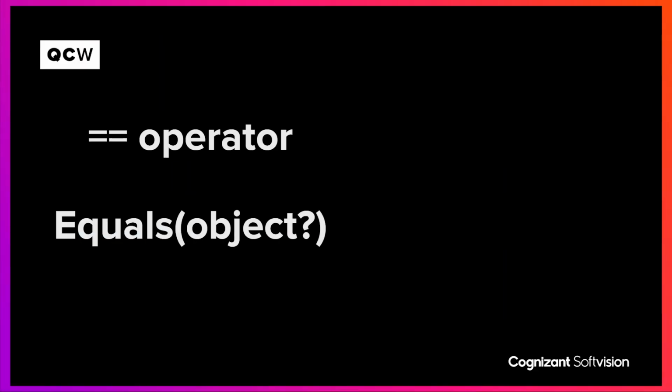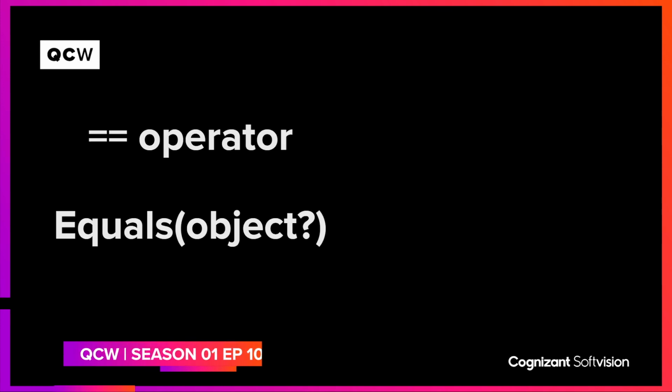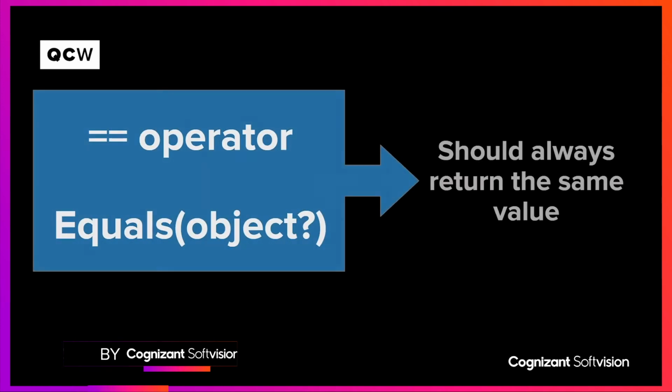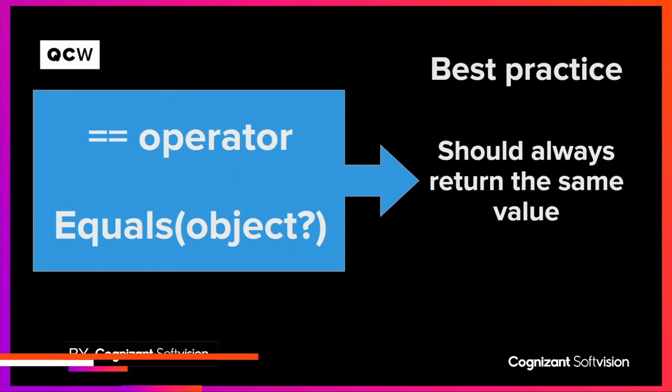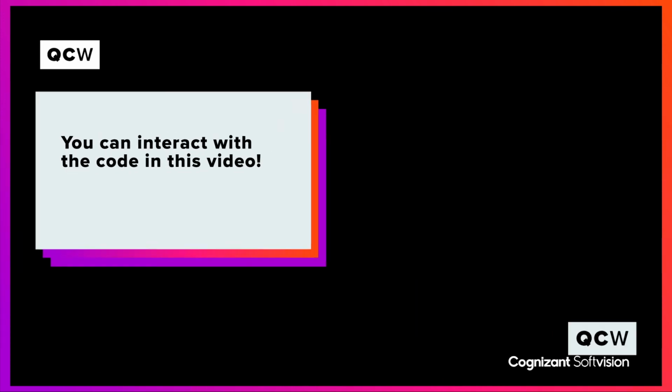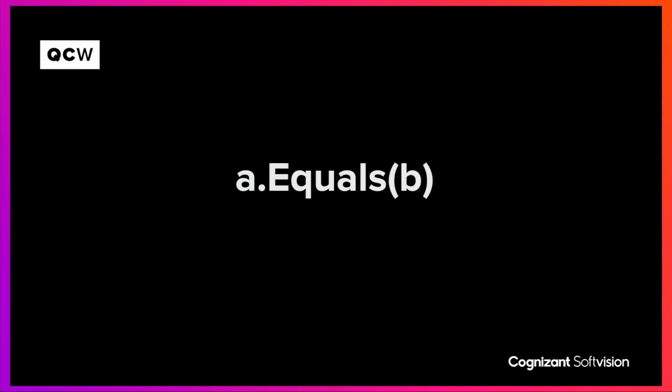We saw that the double equals operator and the virtual equals method do different things under the hood, but they should give the same result. That's a best practice. But the fact that they should give the same result doesn't mean that you should write code like this. That is not idiomatic C# code. Use the double equals operator instead, like this.